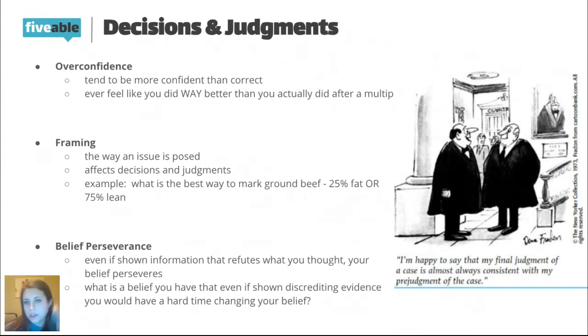And so this little cartoon here is a good example of that. It's like, I would say, 2 judges talking about a case, and it says, I'm happy to say that my final judgment of the case is consistent with my prejudgment of the case. So sometimes we make a snap judgment about something, and then no matter what evidence or what testimony or what facts and figures we see, our brains don't like to change our minds because we don't like to be wrong. Like our brains don't like to be wrong.